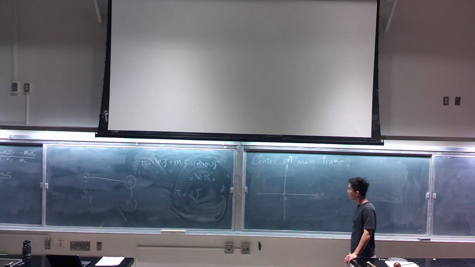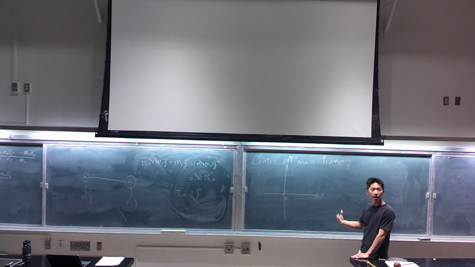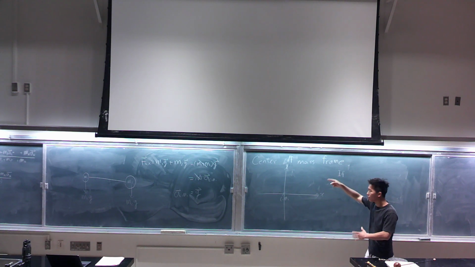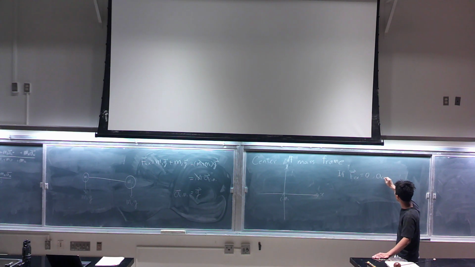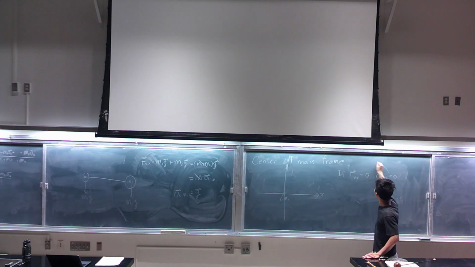Why do I look at this frame? Because when I look at a system and there's nothing else but the system, the external force acting on the system is 0, then the acceleration of the center of mass will be 0. Then it means that the center of mass frame is an inertial reference frame.